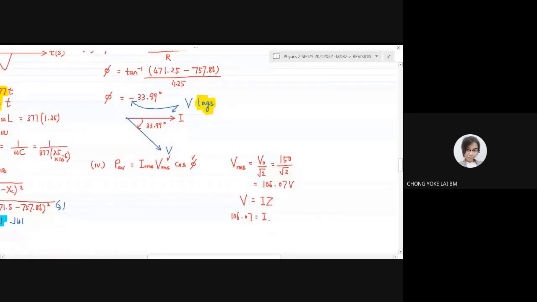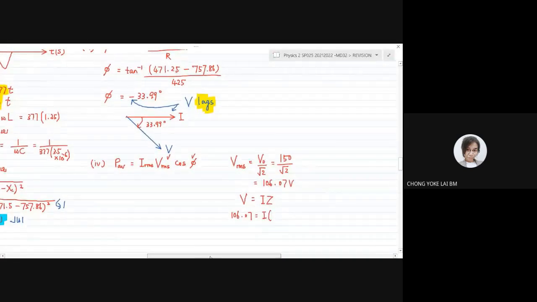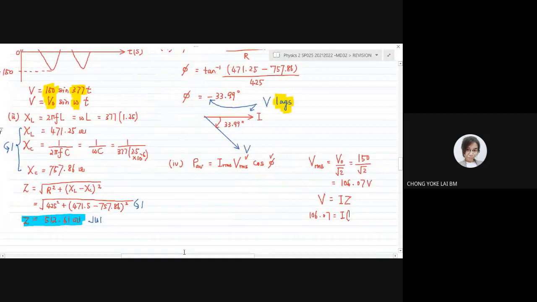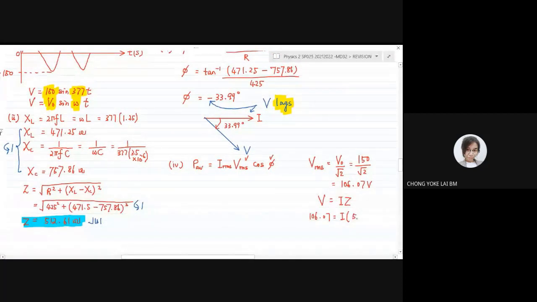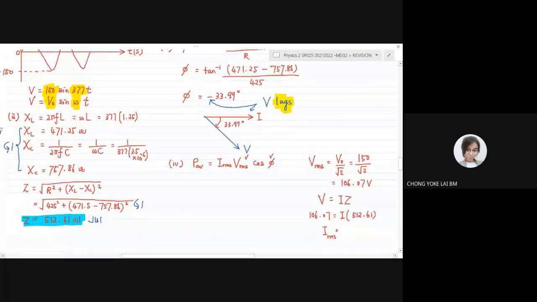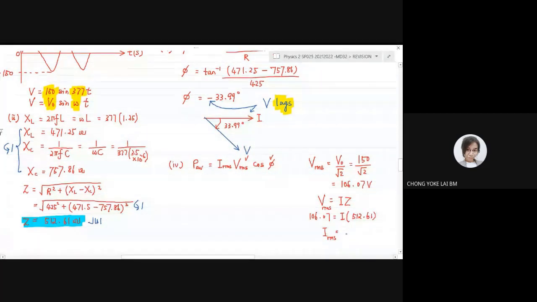Z kita dah kira tadi. Kita tengok balik, Z kita adalah 512.61. Then we will get the I. The I for sure is RMS value lah, because the voltage you substitute is RMS value. So current yang you kira mesti nilai RMS jugalah. Dia adalah consistent macam tu. So we get our current, kita round off dapat 0.21 ampere.